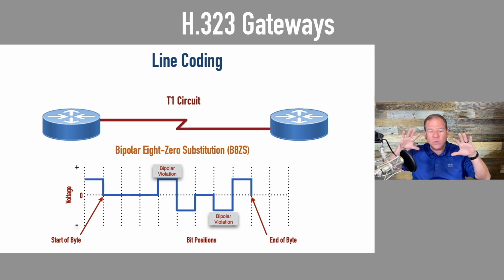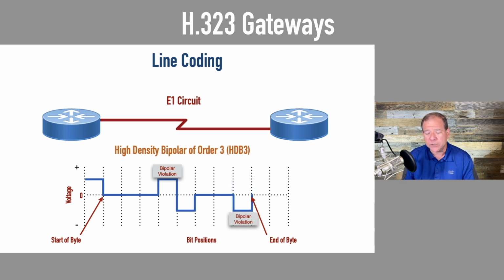Well, to even that out, we'll immediately send a negative voltage, so that's going to average out to 0. And then a couple of bits later, we're going to do it again. We're going to have another bipolar violation. We've sent 2 negative voltages in a row, but again, to make it average out to 0 over this byte, we send another positive voltage. So we had 2 bipolar violations, but they occurred at very specific bit positions. And because they did, that's going to be interpreted by our equipment that's configured for B8ZS as code for a byte with all zeros in it. That's what that means. Now that's on a T1 circuit.